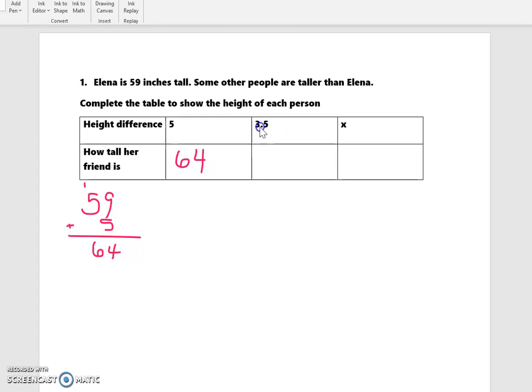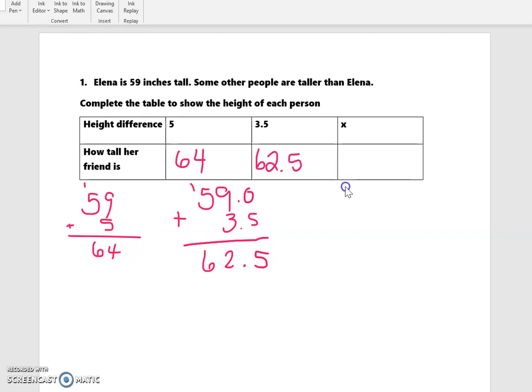Next, we have a friend who is 3 5/10 inches taller. Again, taller meaning that we're going to add to Elena's height. With the decimal, be careful to line this up. Drop the decimal down. Okay, and so we can say this friend is 62 5/10 inches. And then we are told X, meaning we don't know how much that is.